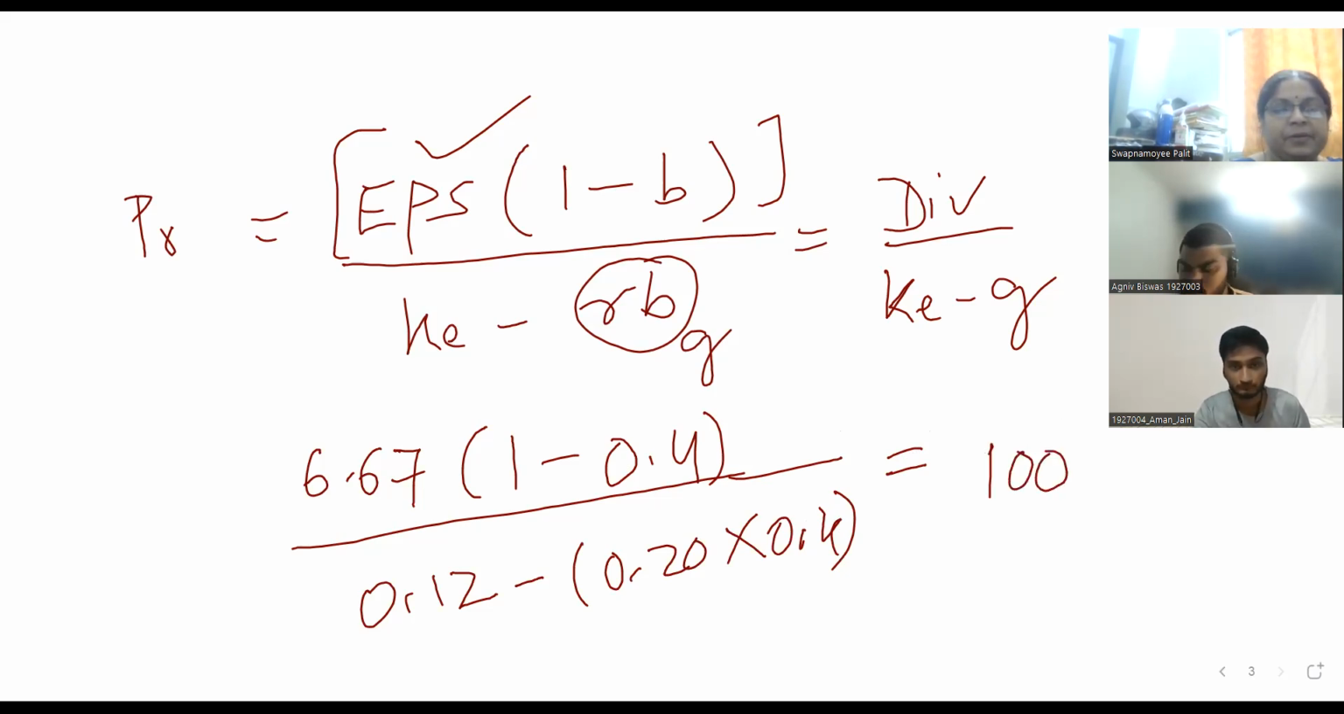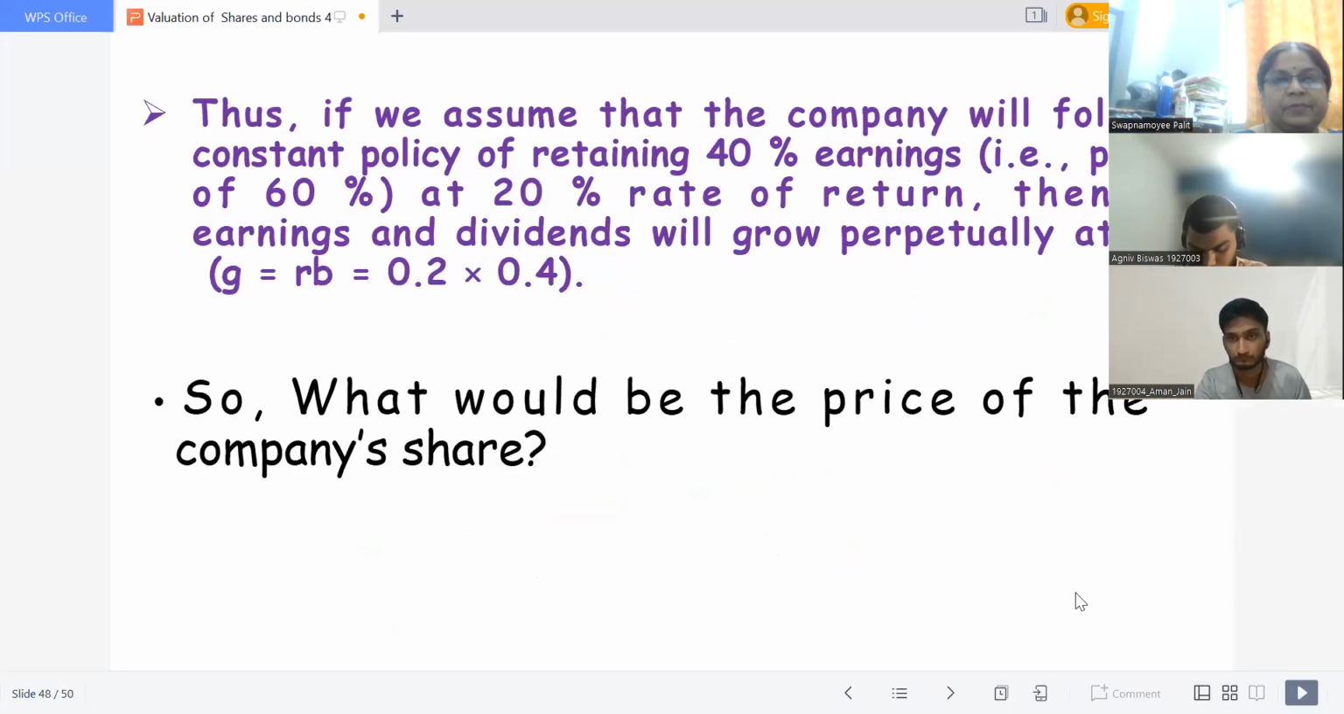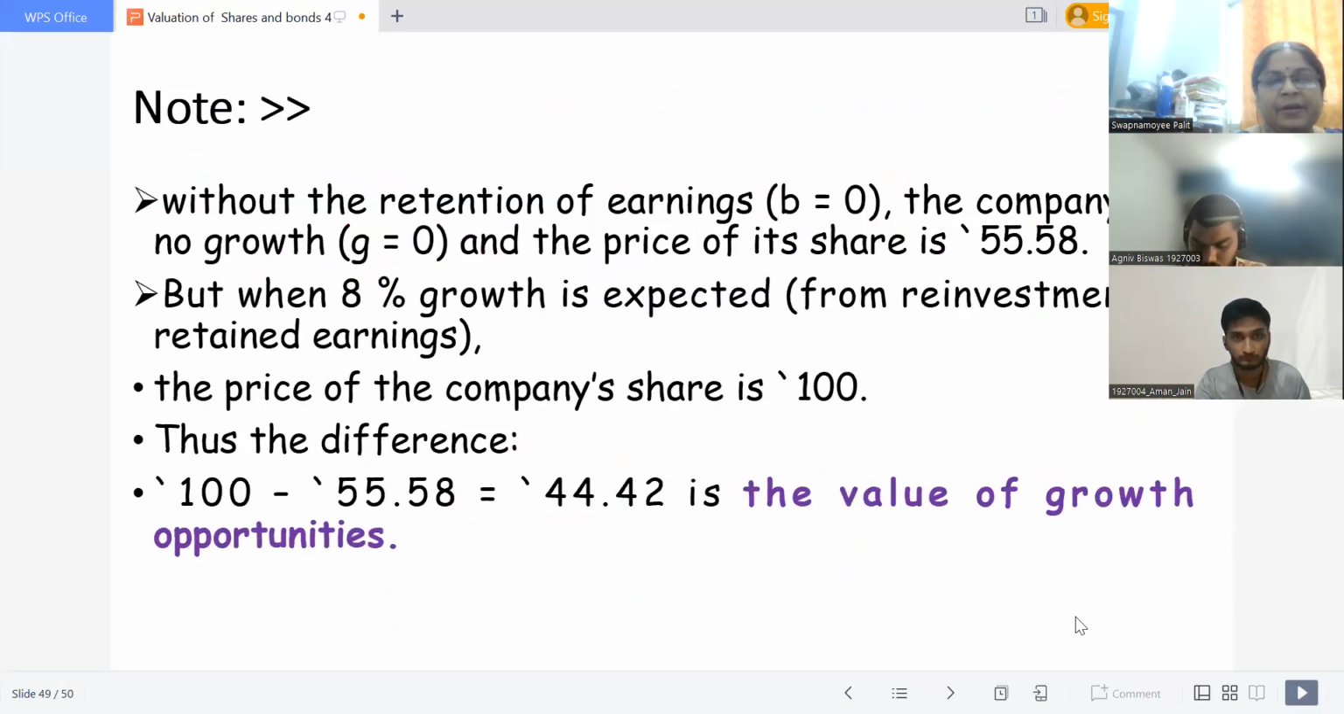So we'll go back. Agni, did you get it? So I think this is all that we have. This is the last one. You can see in the previous company where there was no retention, everything was given out in dividend, you got a share price of only 55.58. And the company which is retaining some amount and then distributing the rest as dividend, you saw the present share price is 100. This difference is what is known as the value of growth opportunities.